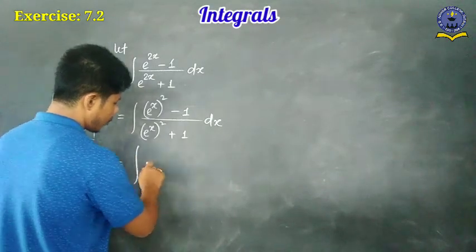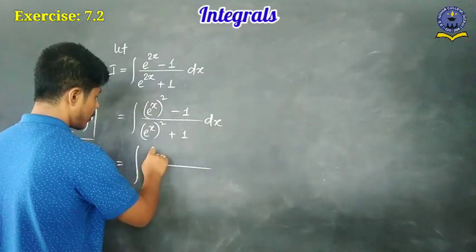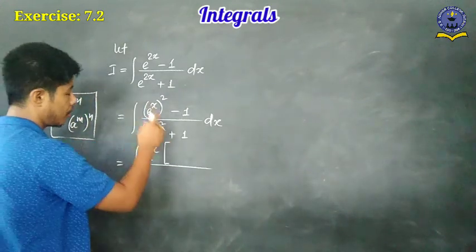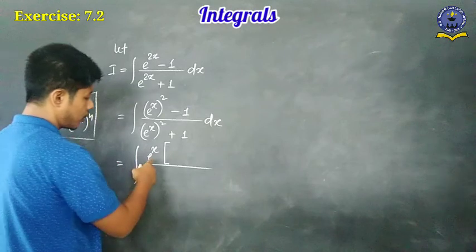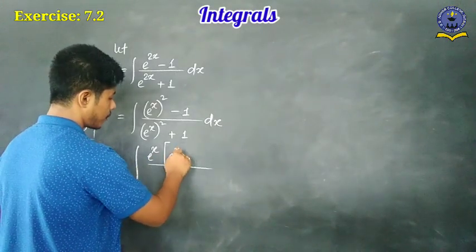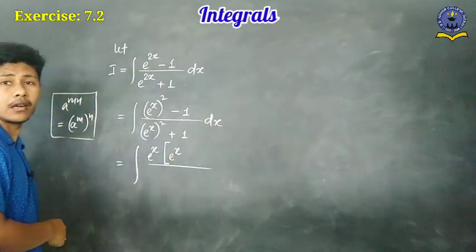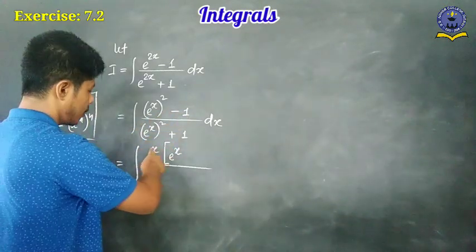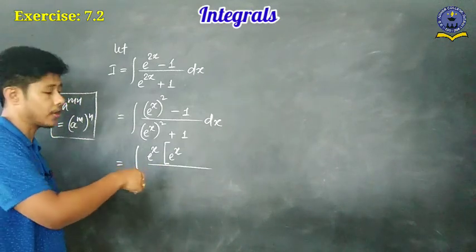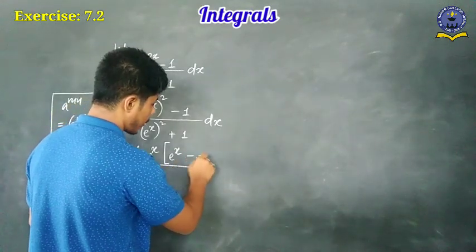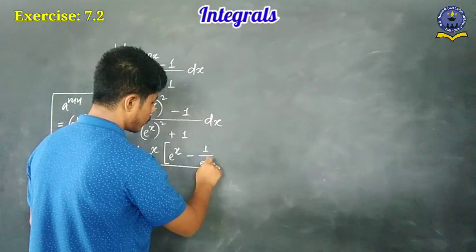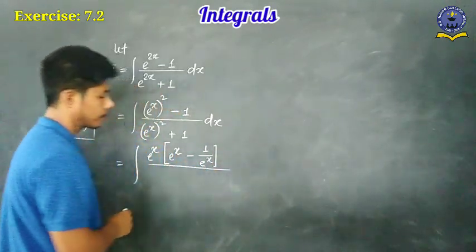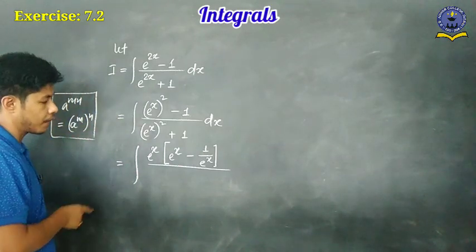If we take e to the power x common from the numerator, what will remain? From e to the power x whole square, we take one e to the power x common, so here remains e to the power x. But in the second part only 1 is there, so we have to write minus 1 by e to the power x to balance this result. Is it clear? I think all of you understood this.